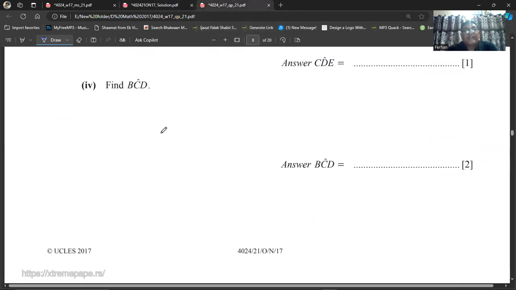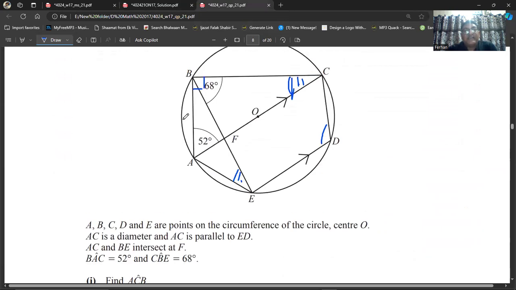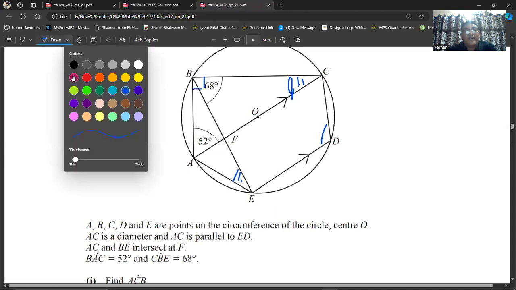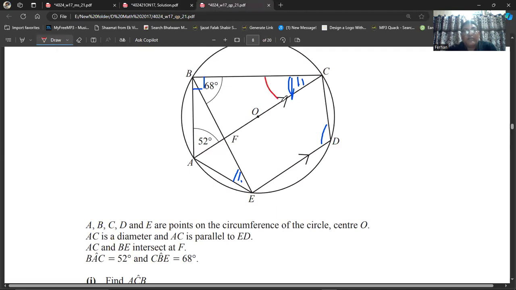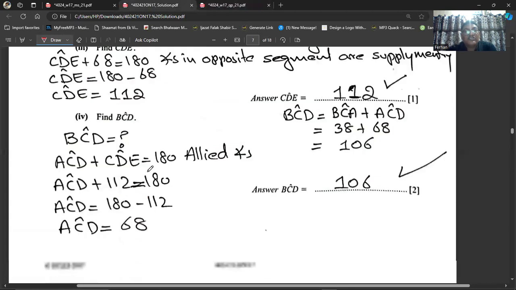Then he says find the BCD. The BCD, they want me to find out this whole angle. If I know this angle, I can find this angle. They are allied angles to each other. So from 180 subtract this angle, you will get this angle. Then add this and this angle. So this is the strategy.